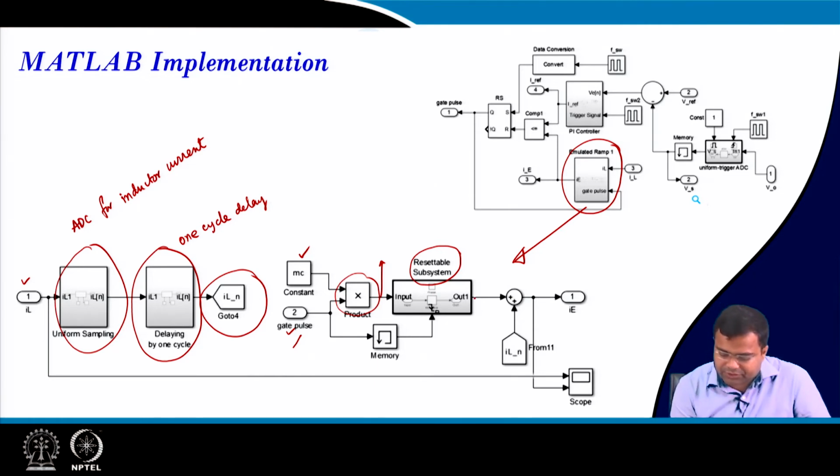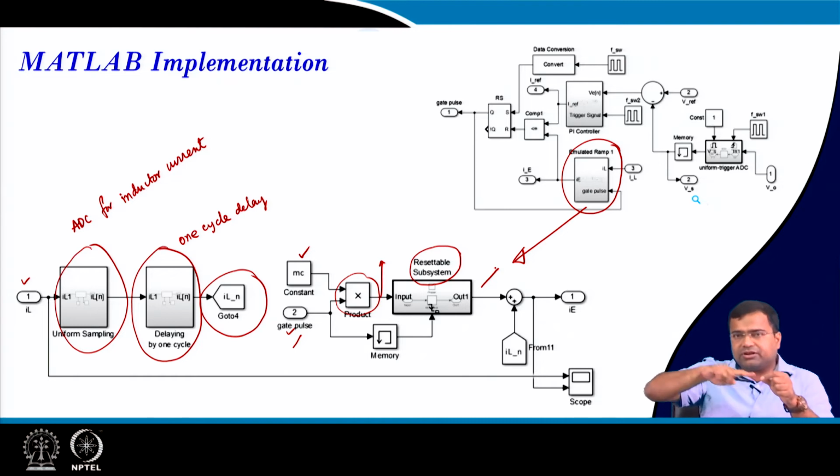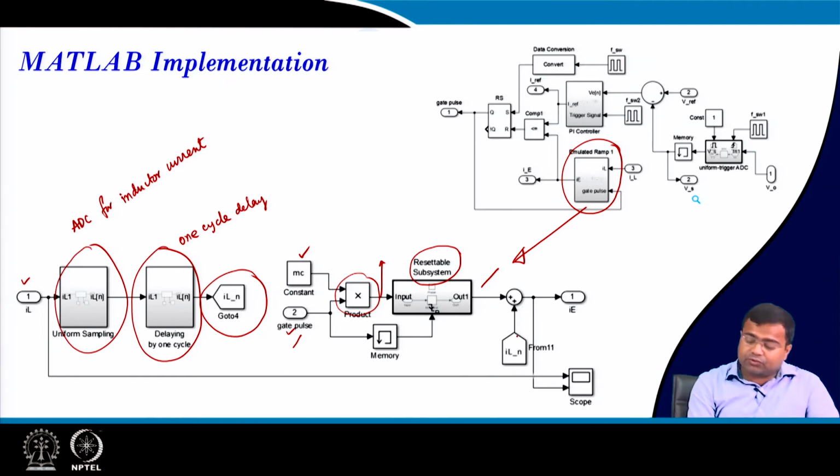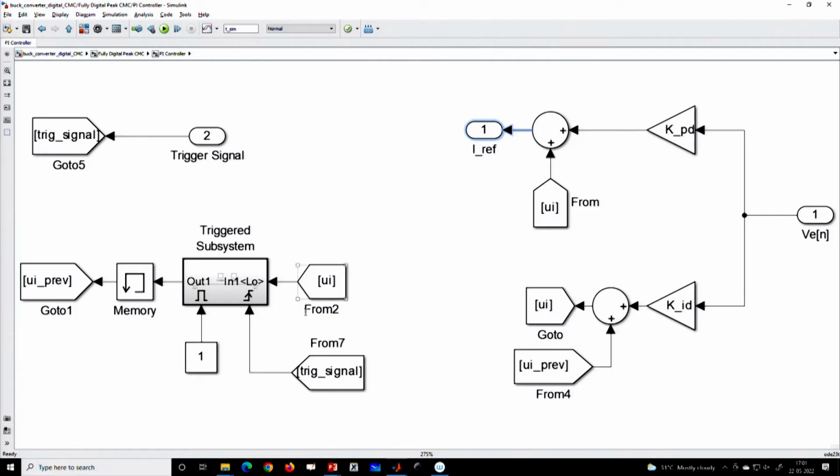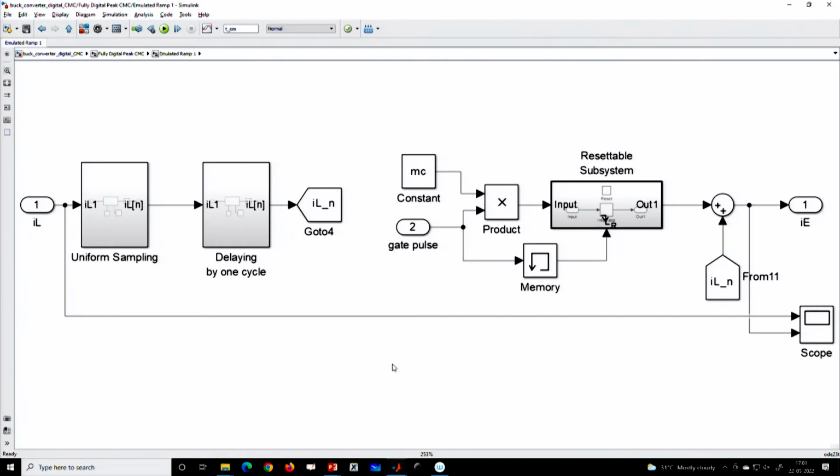So, now this will generate our sawtooth edge, that means a continuous waveform, with which we have to add the sample inductor current, sample plus delay, that means the one cycle delayed sample inductor current, and then the overall current is the emulated current. So, let us go to the MATLAB. Here you can see this is a controller block, the emulated ramp block that we are discussing.